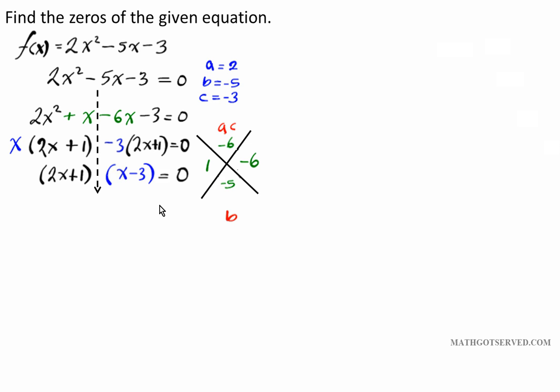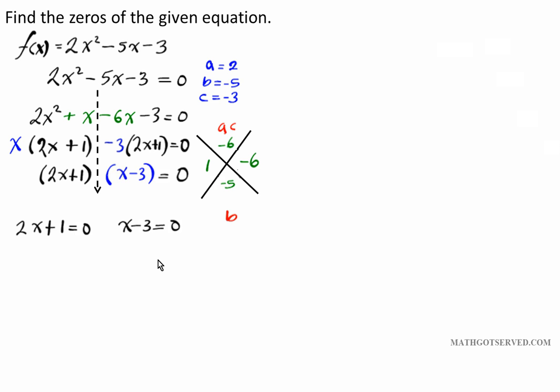To finish this off, we're going to use the zero product property. Since the product of these two quantities is equal to 0, we can set both of them equal to 0. And we just solve these two resulting equations to get the solutions, the roots, to our quadratic equation, which are the zeros of the related quadratic function f of x.